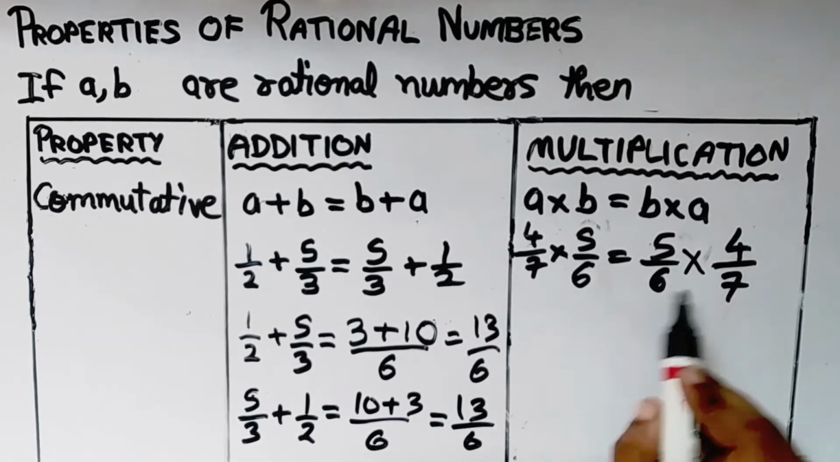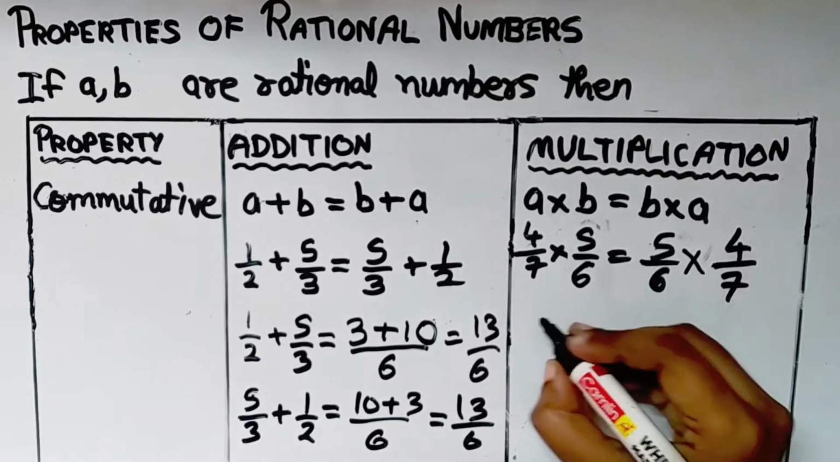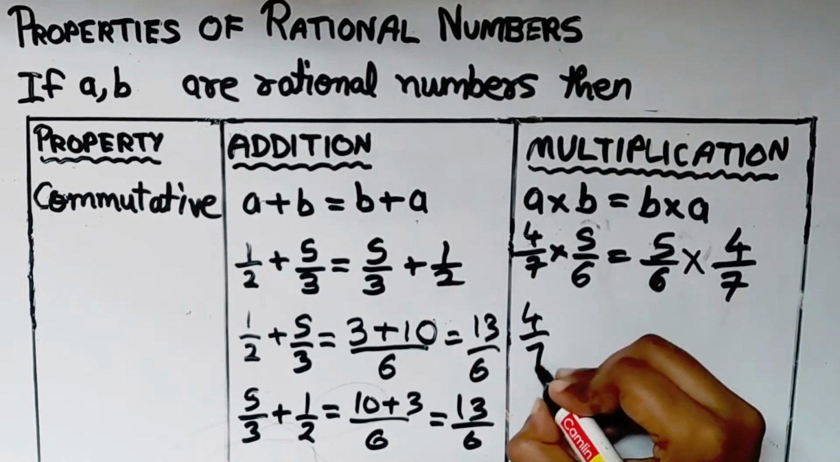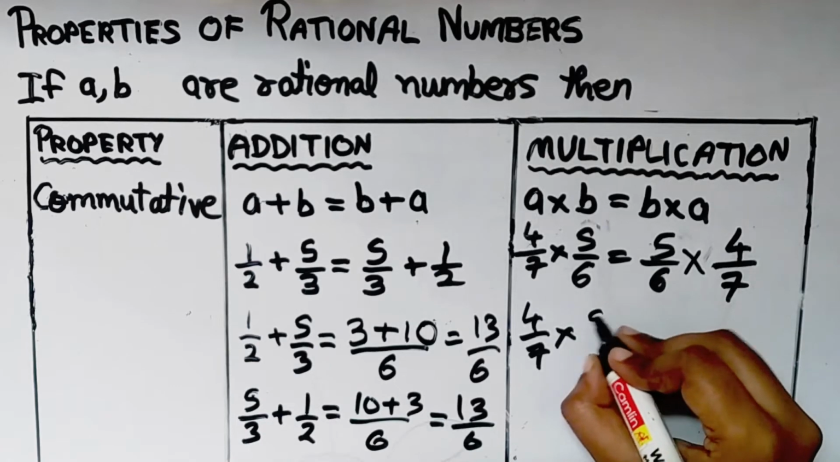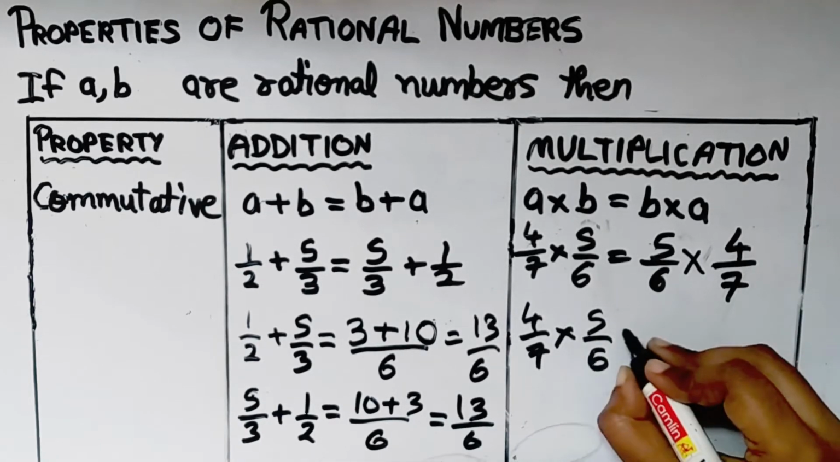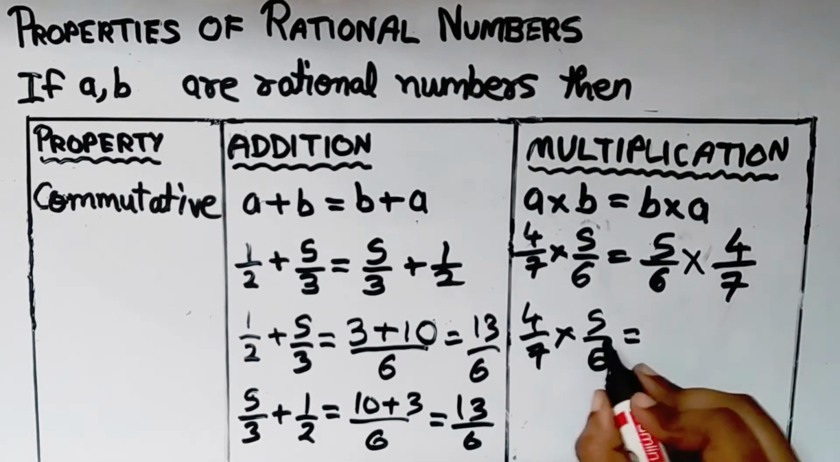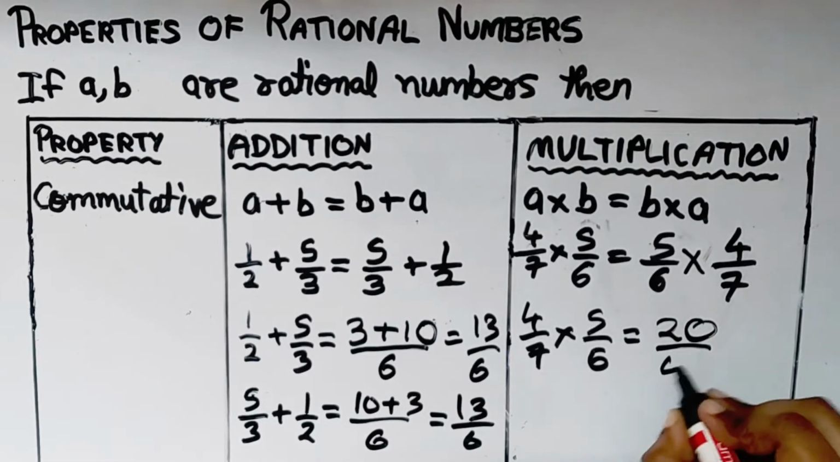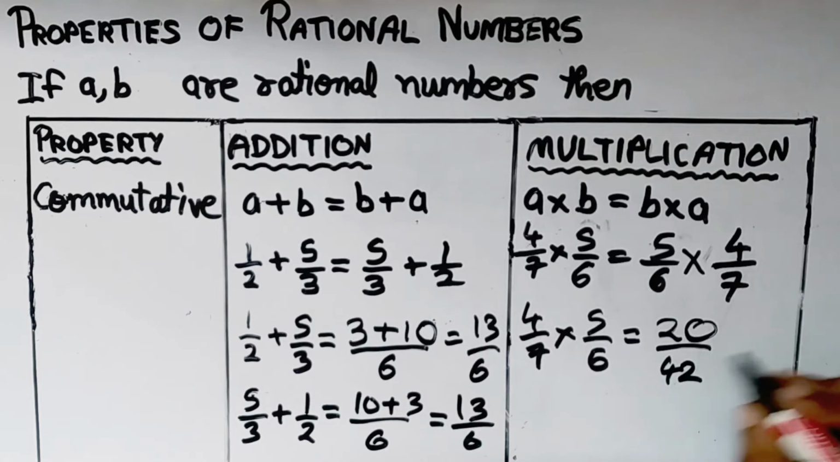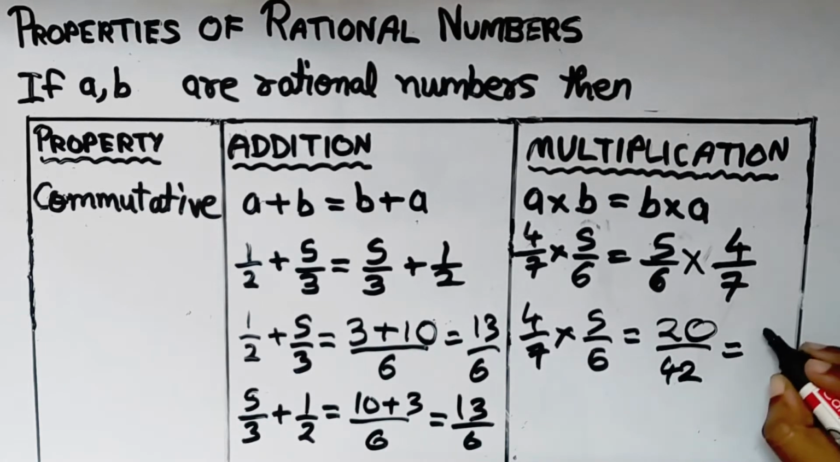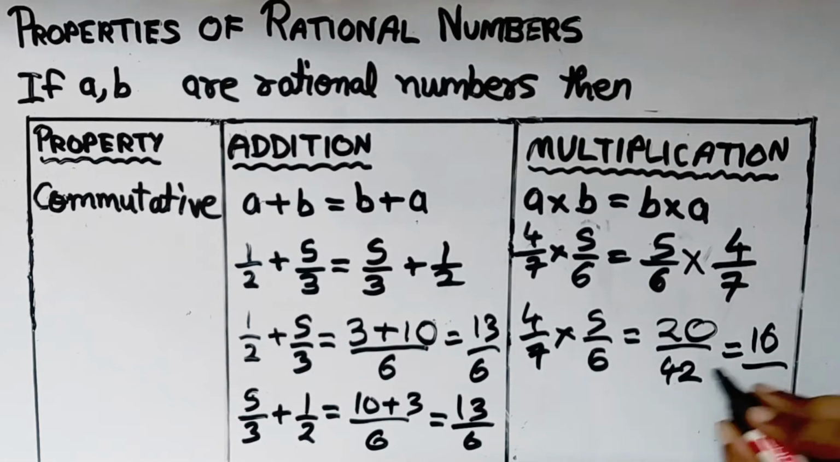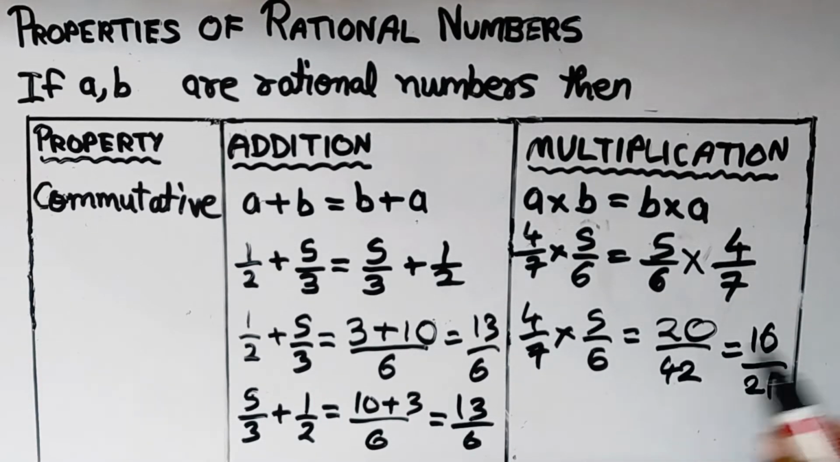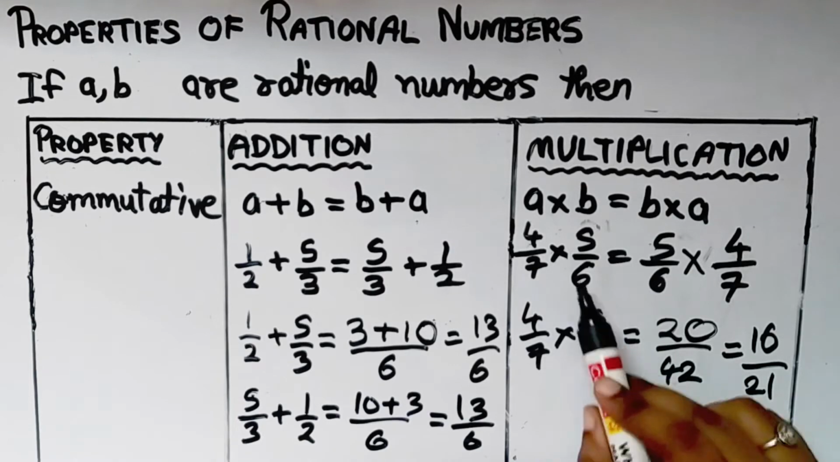We will verify this. We will solve the left hand side first, that is 4 upon 7 into 5 upon 6. So 4 5s are 20 upon 7 6s are 42, which we can reduce further. 2 10s are 20 and 2 21s are 42. So 10 upon 21. This is the answer we are getting for the left hand side.